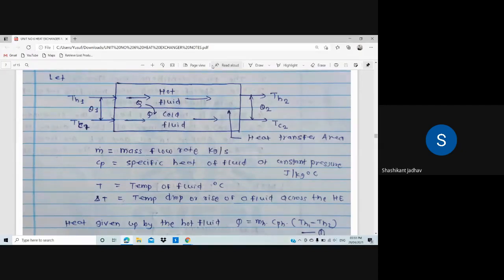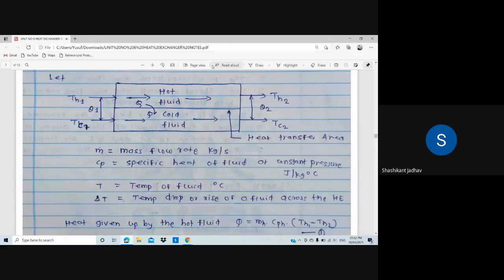Okay. So this is the diagram for the analysis; we are considering one diagram. In one compartment hot fluid is moving and in the other compartment cold fluid is moving. What is the inlet temperature of the hot fluid? That is TH1. And the outlet temperature of the hot fluid? That is TH2. The inlet temperature of the cold fluid is TC1, and the outlet temperature of the cold fluid is TC2. Okay, so all of you draw this diagram.